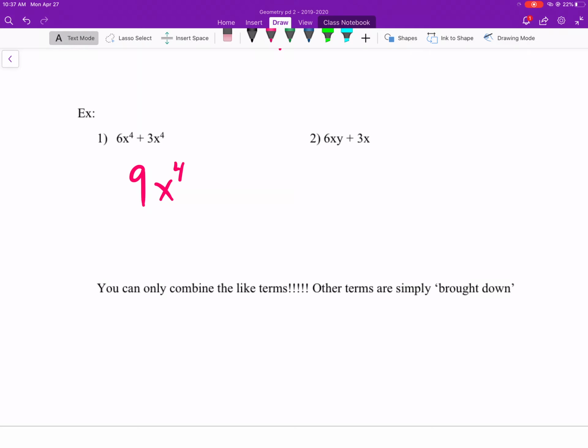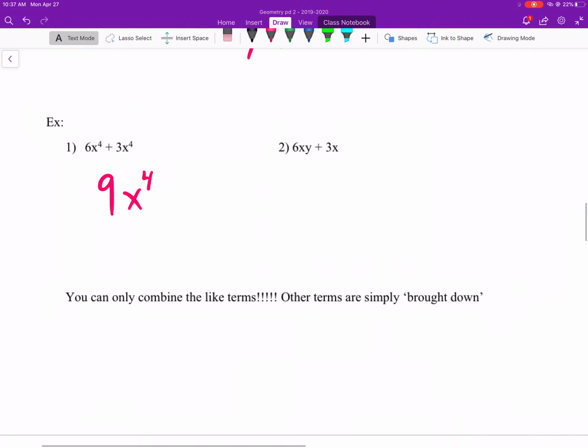Number 2 here, 6xy plus 3x. Now, both the 6 and the 3 have an x. However, the 6 also has a y with it, and the 3 does not. So they have to literally have the exact same variables and the exact same exponents. In this case, the second monomial, the 3, does not have a y. These are not considered like terms. So if you were asked to simplify it, you would literally just rewrite it. Those are not like terms.